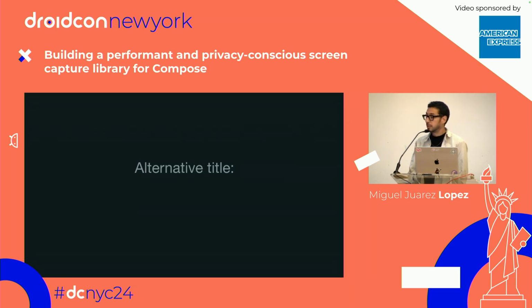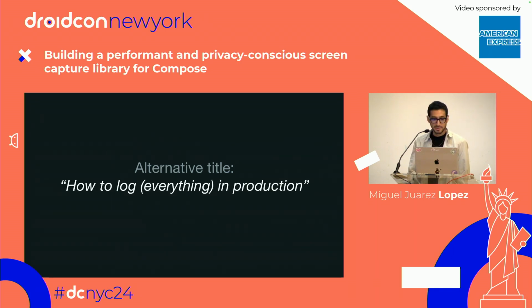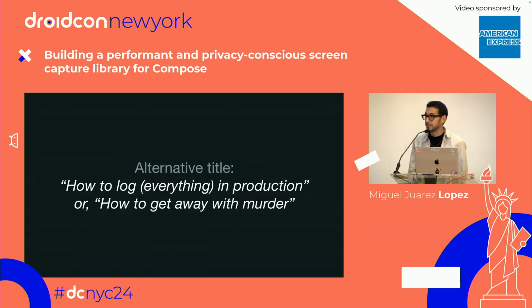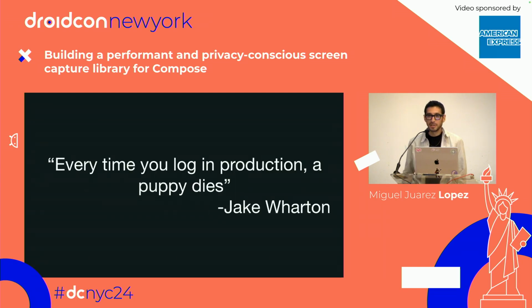So let's talk about how many times I had to rewrite this talk. It's probably 3 times. At some point, the title was just going to be how to log everything in production. Seems to be quite controversial. Another title that we considered was how to get away with murder. The reason being that you might be familiar with this famous quote from many years ago, that every time you log in production, a puppy dies. And well, nobody wants to kill puppies. So yeah, let's understand first why this is the case and how many puppies we can save.